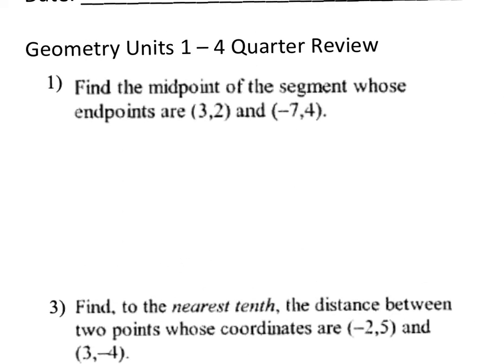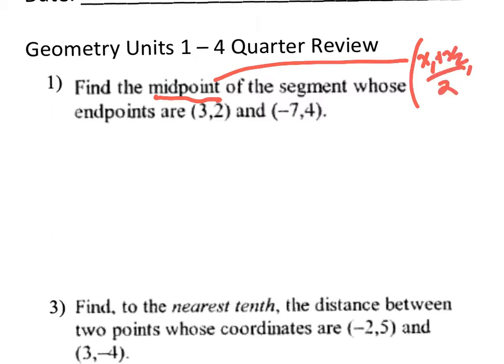It says find the midpoint of the segment whose endpoints are 3, 2 and -7, 4. So when we're working with these kinds of problems, we want to make sure that we're picking up on any key vocab so that we know exactly what the question's asking us for. So what I'm seeing here is that I need to find the midpoint. So when I see the word midpoint, I want to think about my midpoint formula. And this is going to be finding the average of my x coordinates. So x1 plus x2 divided by 2. My y coordinate is going to be y1 plus y2 divided by 2.